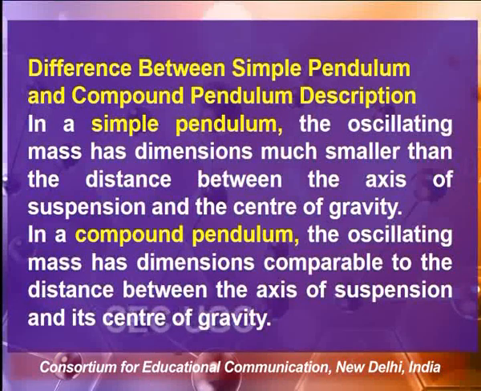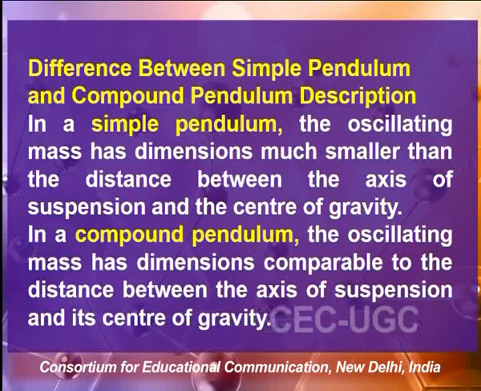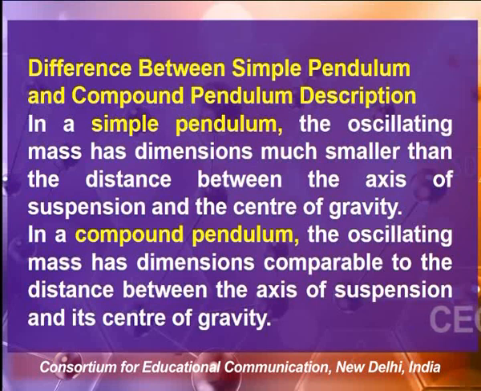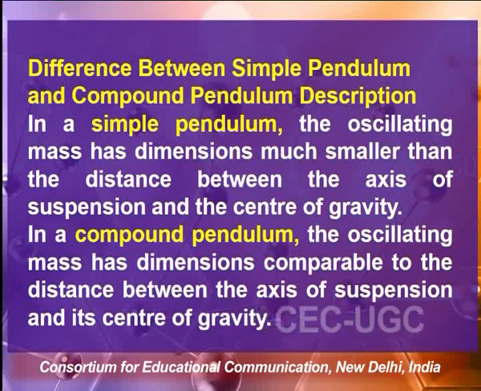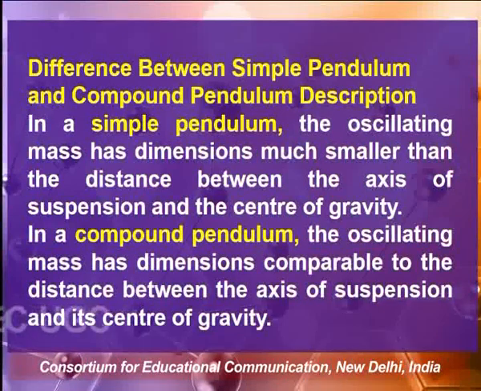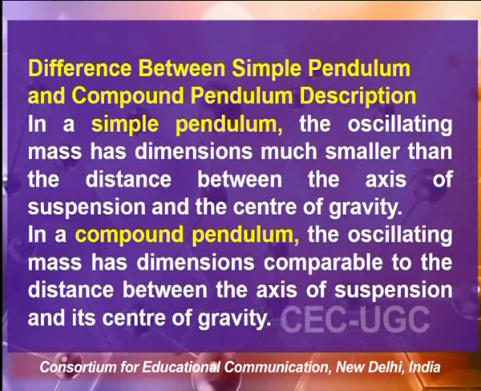Now we have two types of pendulum. We already explained the simple pendulum as well as the compound pendulum. Is there any difference? Yes, we have many differences. First, in a simple pendulum, the oscillating mass has dimensions much smaller than the distance between the axis of suspension and the center of gravity. And in a compound pendulum, the oscillating mass has dimensions comparable to the distance between the axis of suspension and its center of gravity.